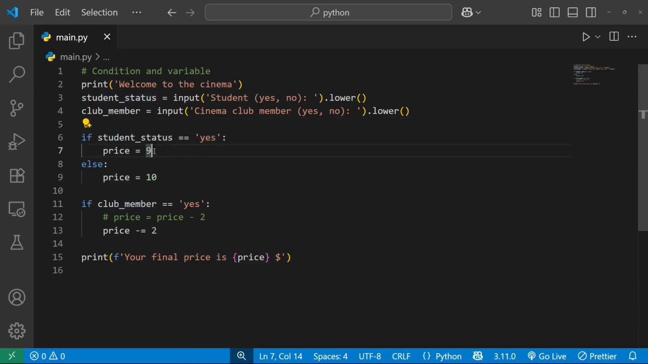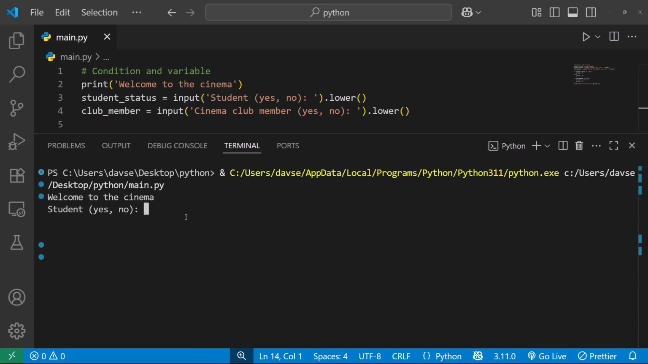So we will print it, ask student status and club member. If the student status is yes, the price will be $9, and at the same time, if the visitor is a club member, we will do 9 minus 2, so the final price will be 7. If the user isn't a student, the price will be 10, and if the user is a club member, it's 10 minus 2, it's 8. If the user isn't a student and isn't in the club, the final price will be 10. I hope it makes sense. So I will run it and we will see.